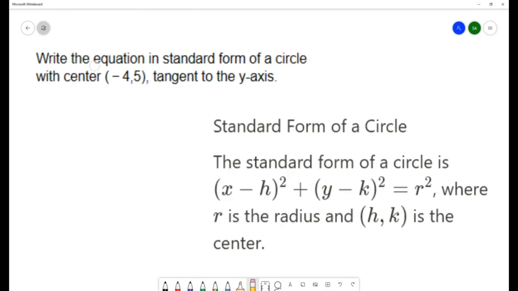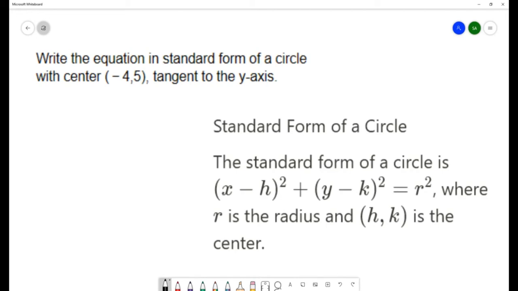Write the equation in standard form of a circle with center (-4, 5) and tangent to the y-axis. So I pulled this from our notes. This is the standard form of a circle. The standard form of a circle is (x - h)^2 + (y - k)^2 = r^2, where r is the radius and (h, k) is the center of our circle.